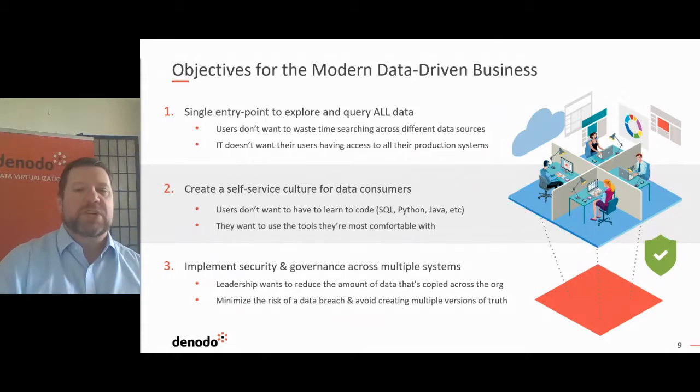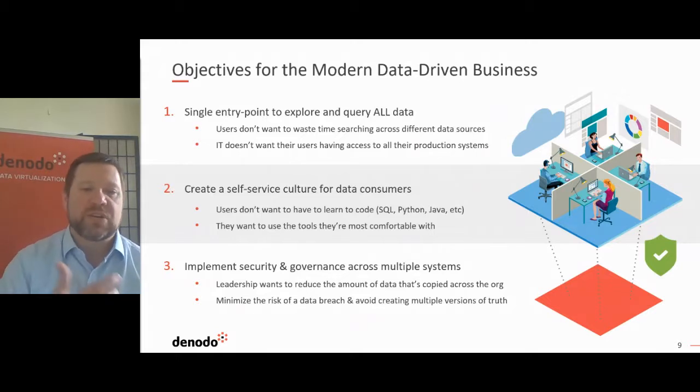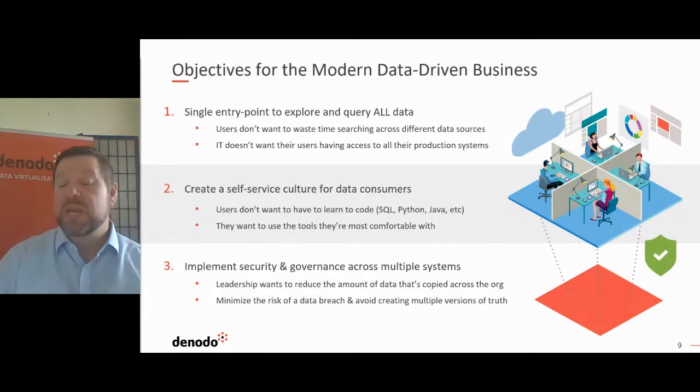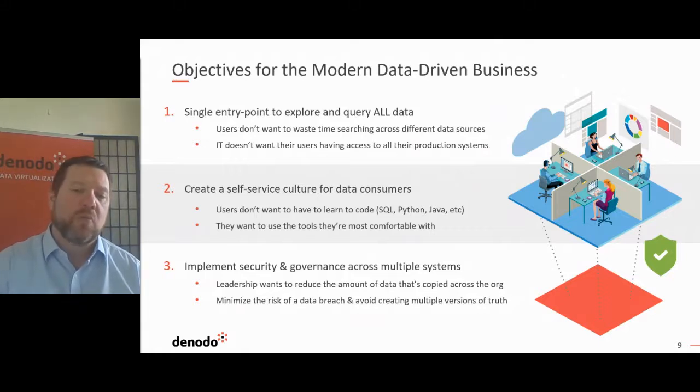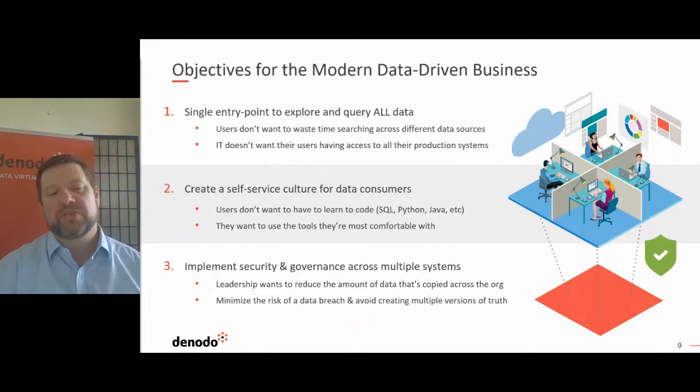So these objectives are what modern business is looking for. That single place to go, that single entry point. The self-service, driving consumers to be able to meet their data requirements, meet their analytical requirements, all on their own. And making sure that regardless of who and what and where they're using it, it's complying with all the security and governance requirements.